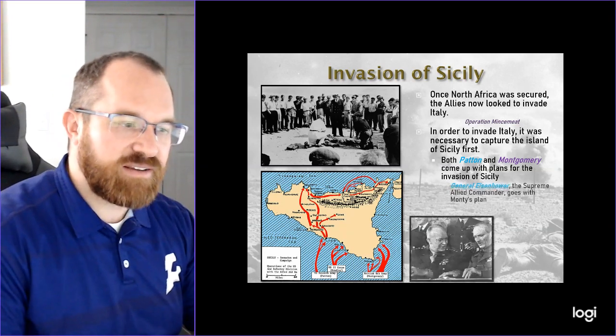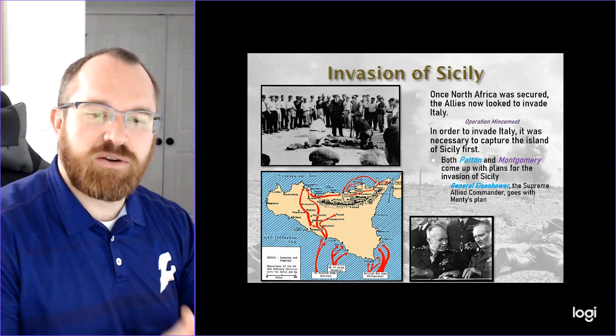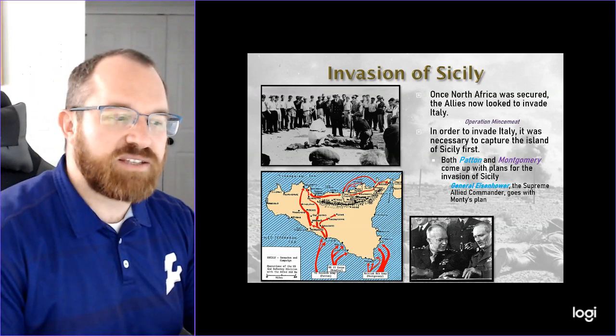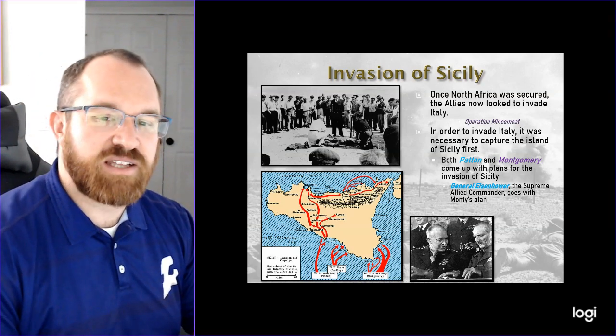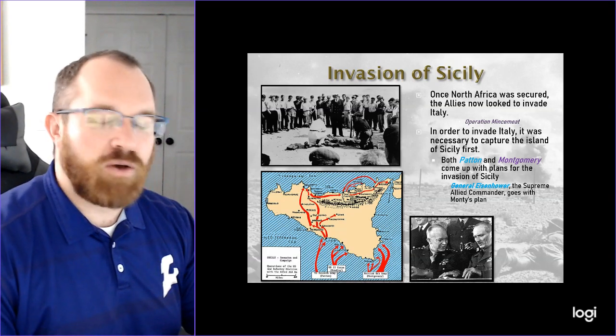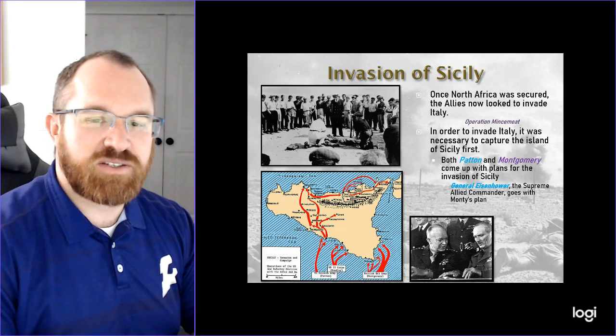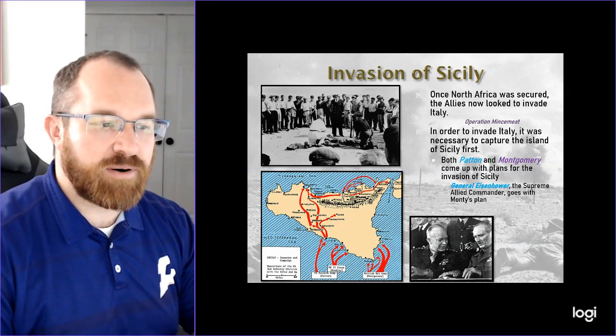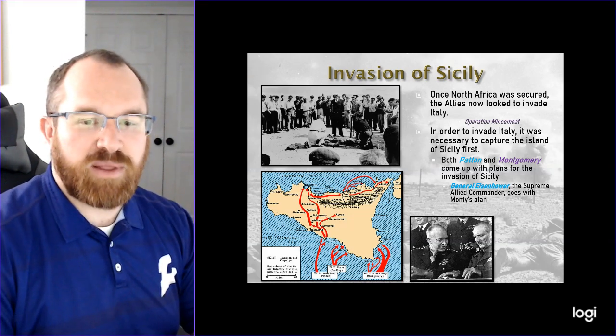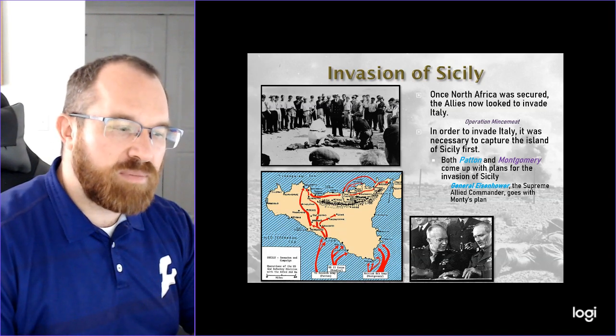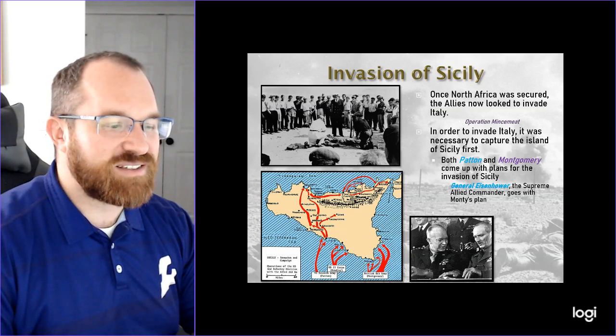And in the end, a guy who we have not talked about yet, but you definitely need to know who this is, General Dwight D. Eisenhower, later President of the United States after World War II. He's the overall Supreme Allied Commander, so who do Patton and Montgomery give their ideas to, and who has to sign off on it? Eisenhower. Eisenhower decides to go with Monty's plan. Not because it was necessarily better, but because it really came down to politics.